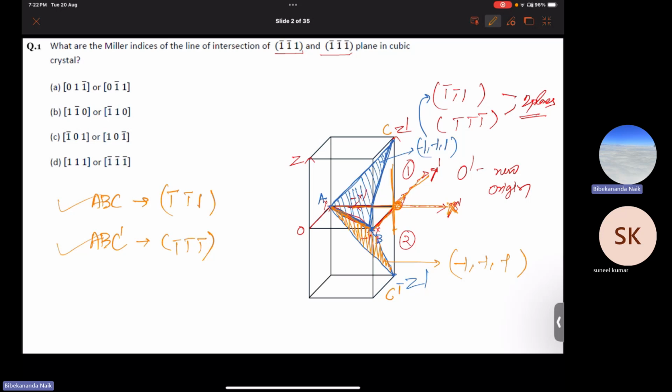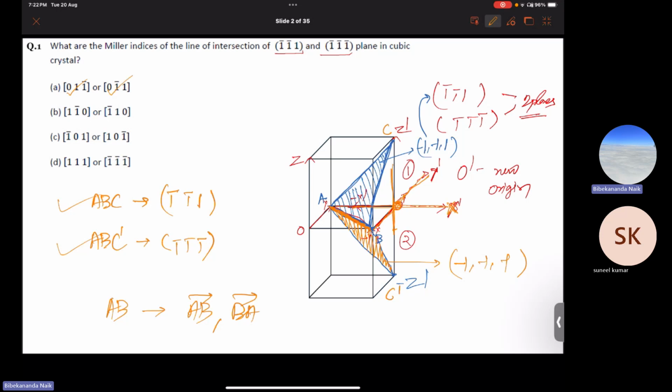So we need to see this intersection line. This AB line is the intersection line. And if we want to find the Miller indices, since you can see the options are 0, 1, -1 or 0, -1, 1, one is the reverse of the other. So we can take them as directions. We need to find the direction of AB, which can be the AB vector or the BA vector. The AB vector will have one set of Miller indices, and the BA vector will have another.